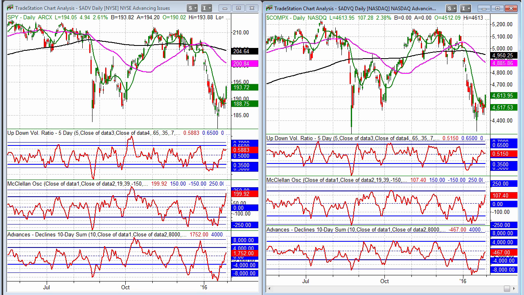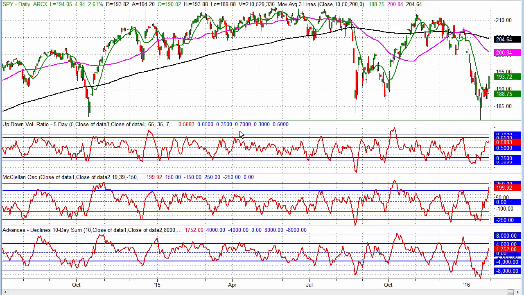Then I'm going to look at how the new highs, new lows look, New York and Nasdaq. And then I'm going to look at sentiment. And I'm going to do that by looking at 2 measures of the VIX. So that's it. But let's go ahead and do it.